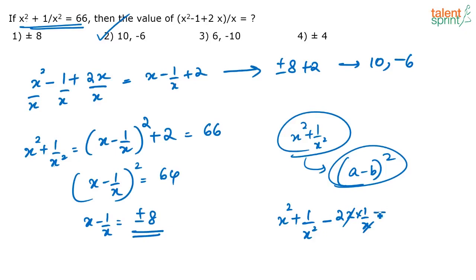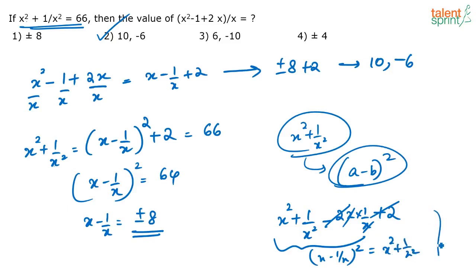Right. So if I add a plus 2 to that, I will get what? This is nothing but x minus 1 by x the whole square. So if I add a plus 2 to that, this will get cancelled and the answer that I get will be equal to x squared plus 1 by x squared. This is something that we will know when we start solving questions of this type. Okay. So that's how I solved it.